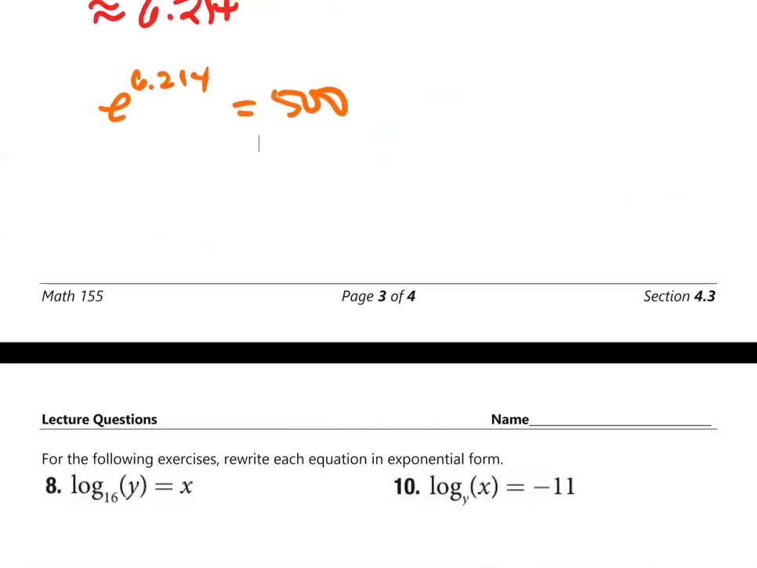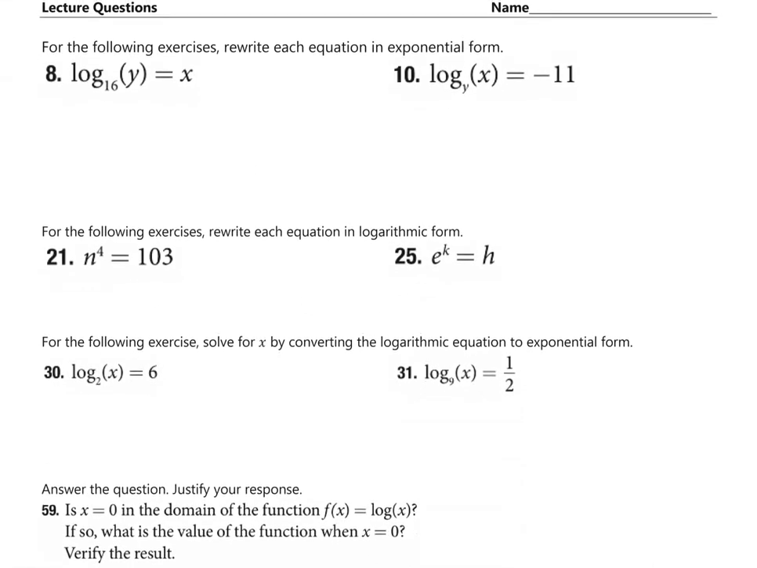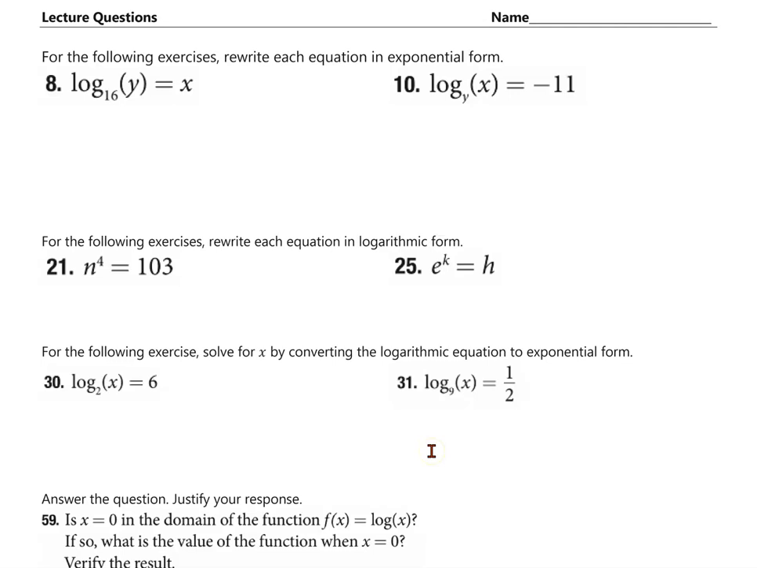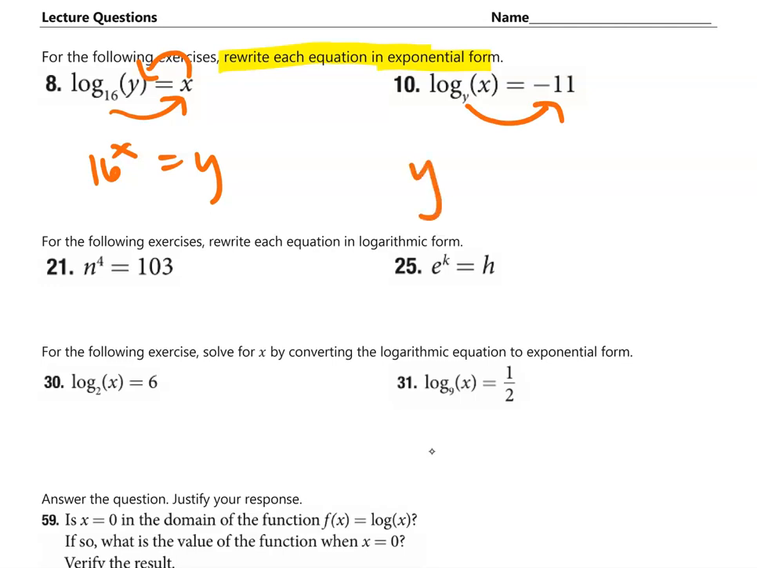Okay. Now let's try some more examples here. For the following exercises, we write each equation in exponential form. Number 8, log base 16 of y equals x. We do the arrows. 16 raised to x is equal to y. Same thing with number 10, log base y of x is equal to negative 11. So that is y, this is now the exponent, raised to negative 11 is equal to x.